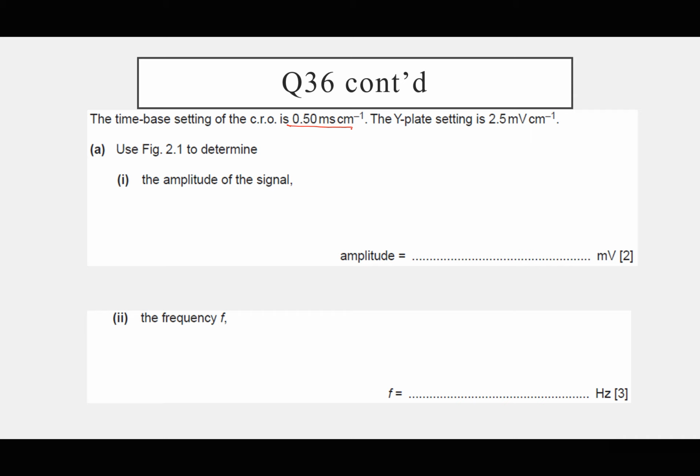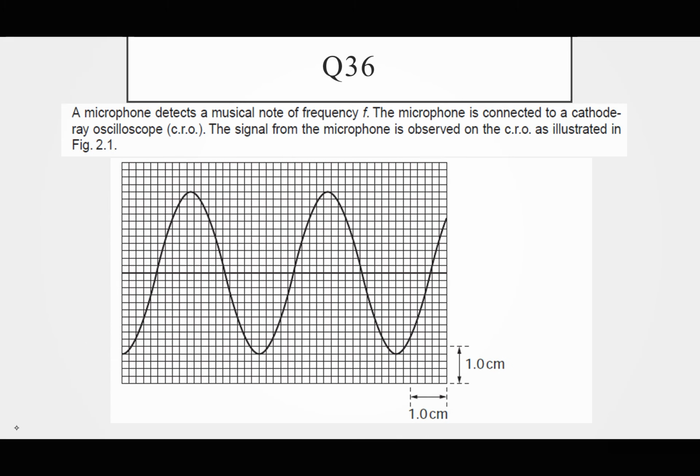Time-based setting is 0.50 milliseconds per centimeter. And then the Y sensitivity is 2.5 millivolts per centimeter. They want us to determine, 1, the amplitude, and 2, the frequency. So we shall use the same page where we have our graph. Since we now know the X, the time-based setting, and the Y sensitivity, let's begin with the amplitude.